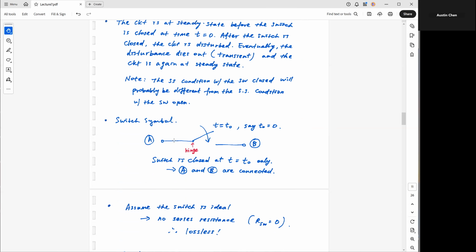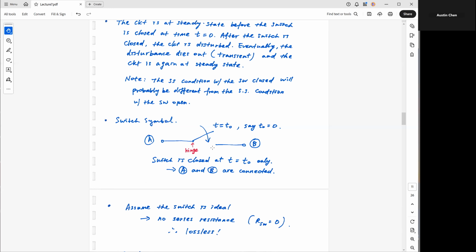The symbol that you use to represent a switch looks like this, where you have a hinge, and then you have this arm that can move between open or closed. And I have point A and point B. So when this arm is closed, then I have an electrical connection between point A and B. Otherwise, this switch is open, and then there's no connection.